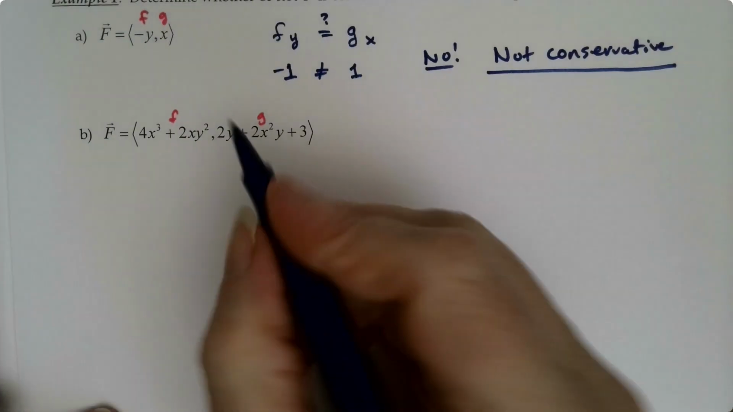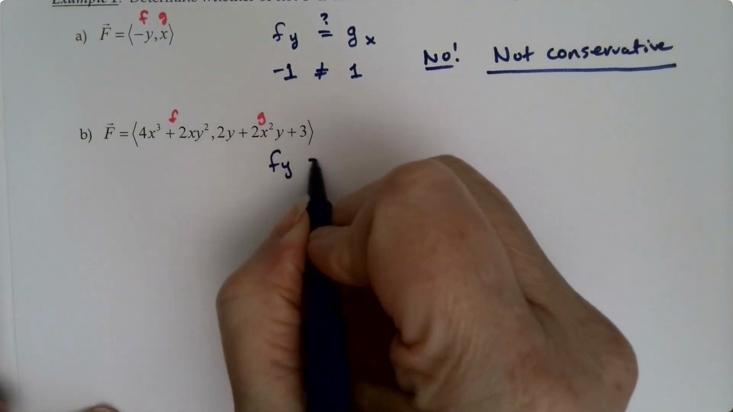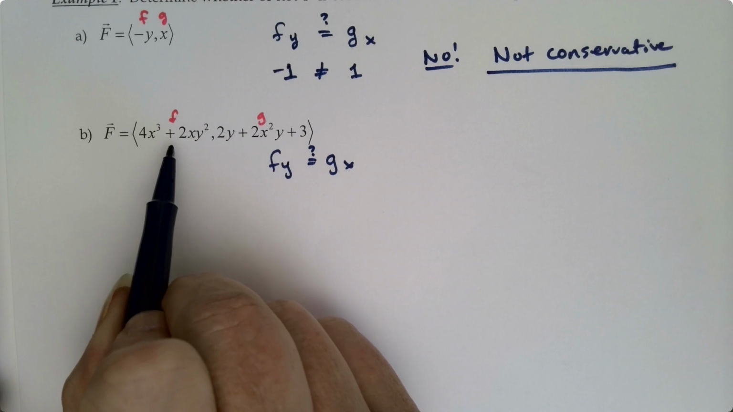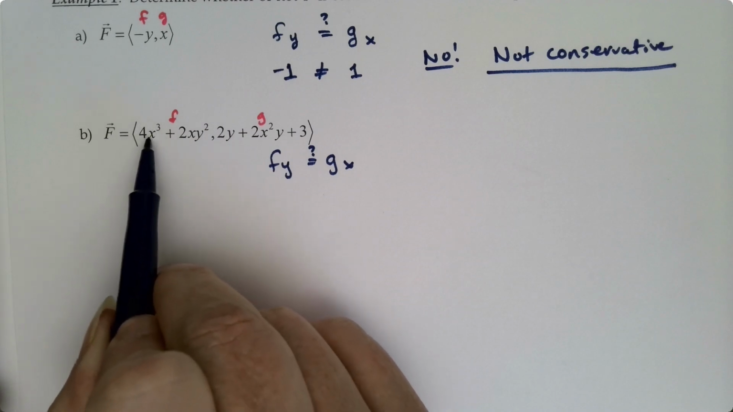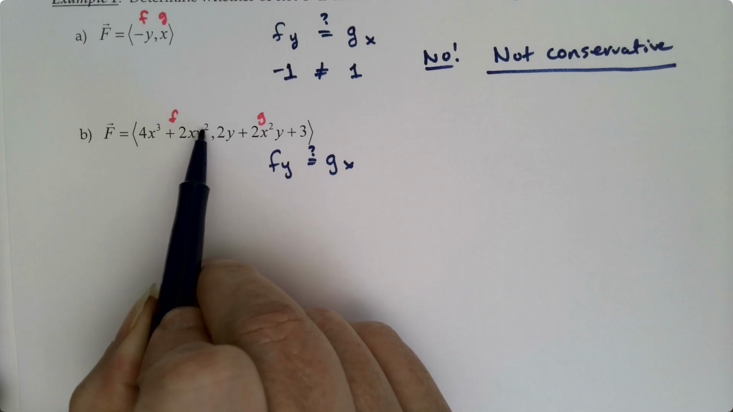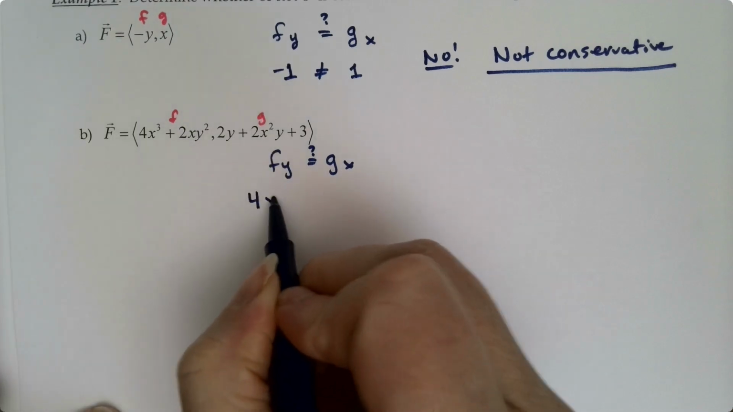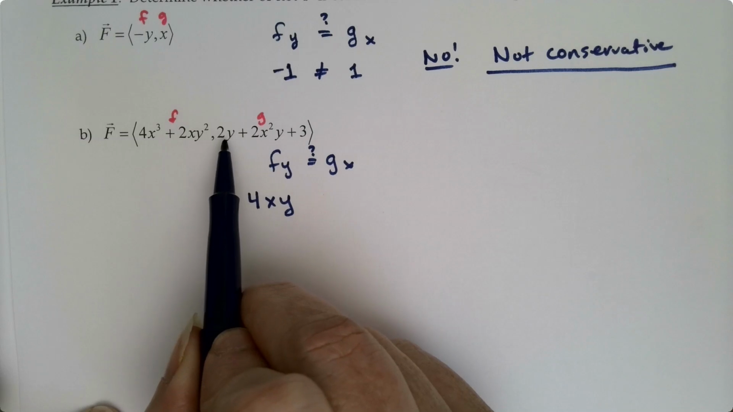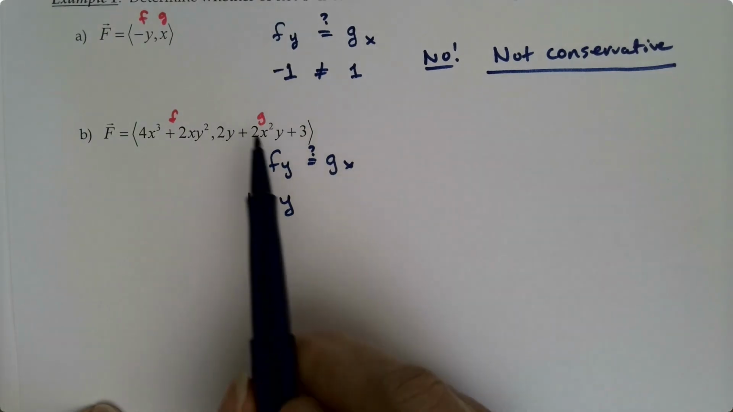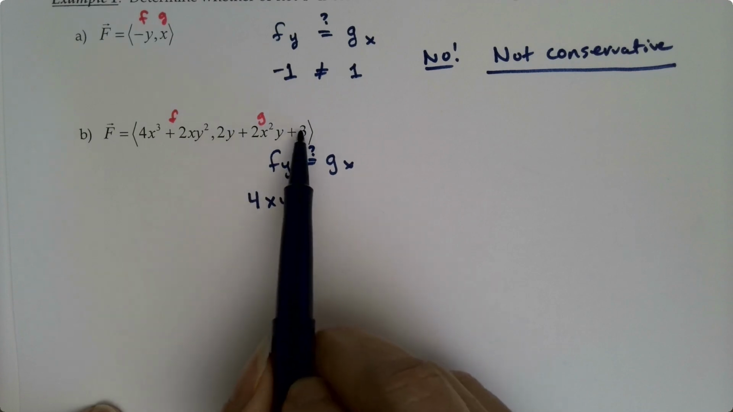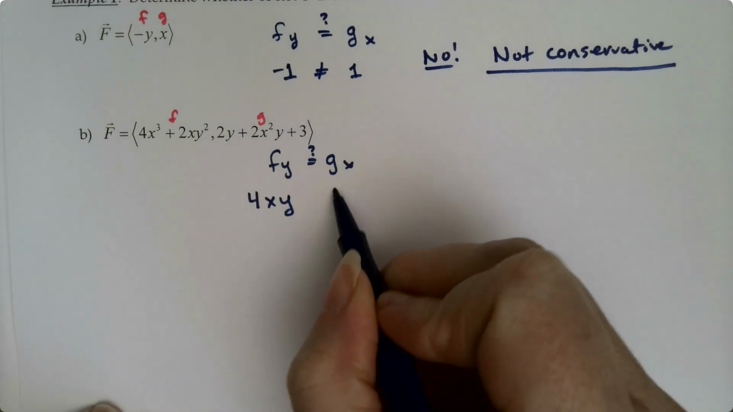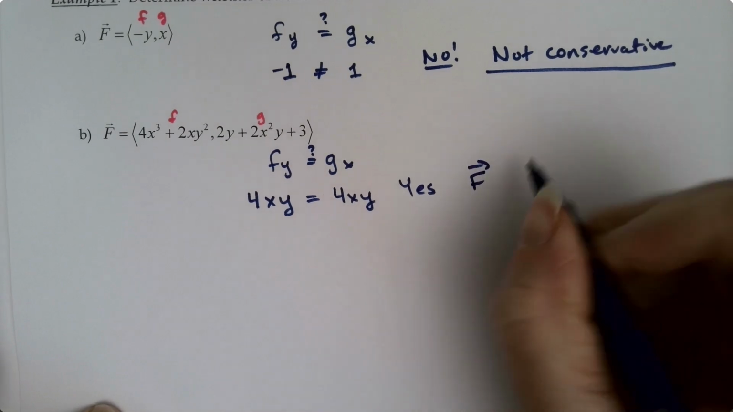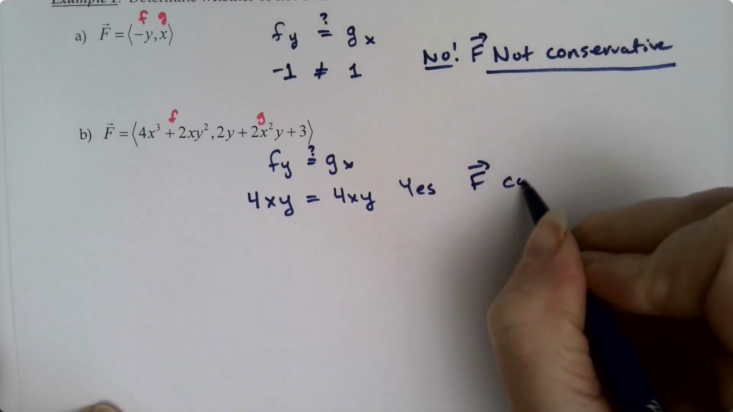Okay, now let's test the next one. So f sub y, is that in fact equal to g sub x? F sub y would be the derivative of this with respect to y. So the derivative of the first term is 0, so that's nothing. And then this, we would bring the 2 down. 2 times 2 is 4, 4xy. And then here, the derivative of this with respect to x, this term would be 0, this term would be 0, this would be 4xy. So they are in fact equal. So f is conservative. I should have written up here f conservative.